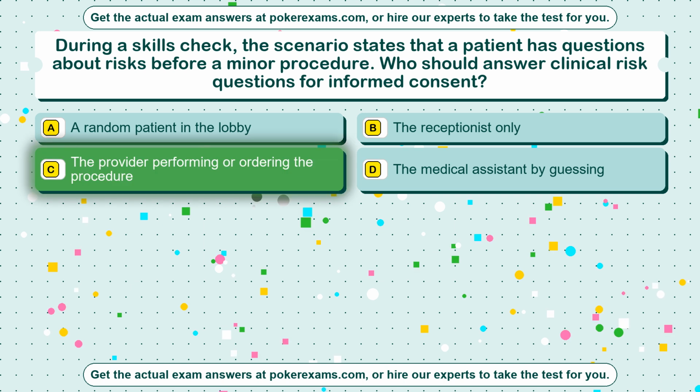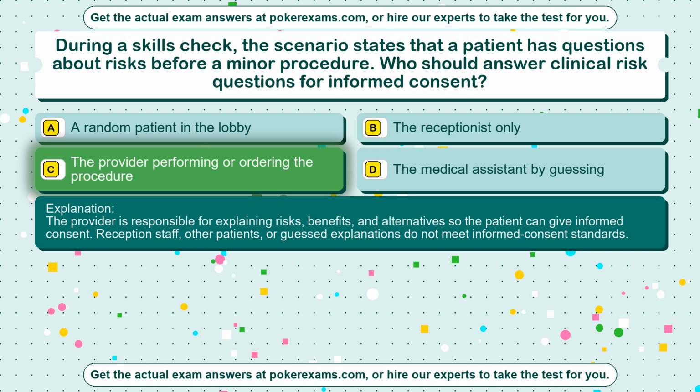The correct answer is option C, the provider performing or ordering the procedure. The provider is responsible for explaining risks, benefits, and alternatives so the patient can give informed consent. Reception staff, other patients, or guest explanations do not meet informed consent standards.